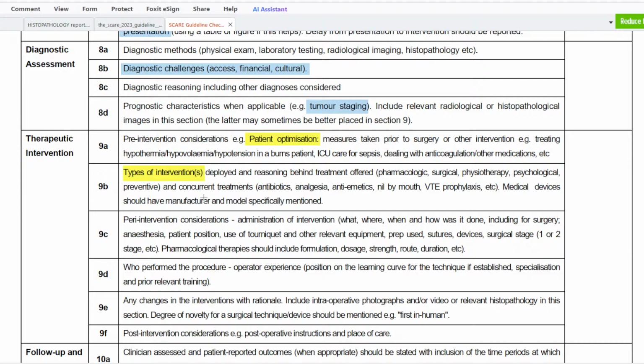The intervention: administration of the intervention. What, where, when, how, including for surgery, anesthesia, patient position, use of tourniquet and other relevant information.